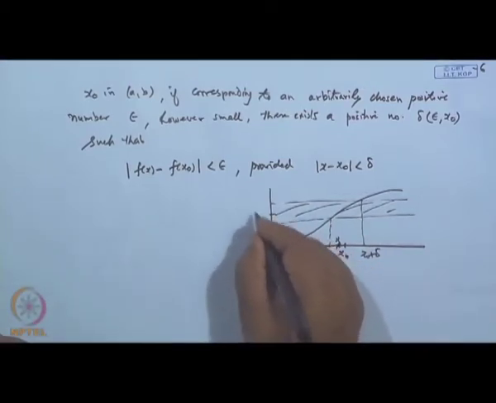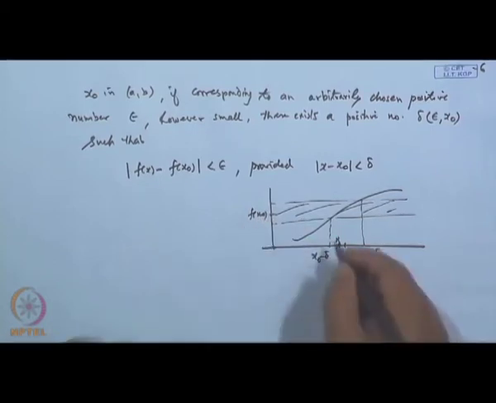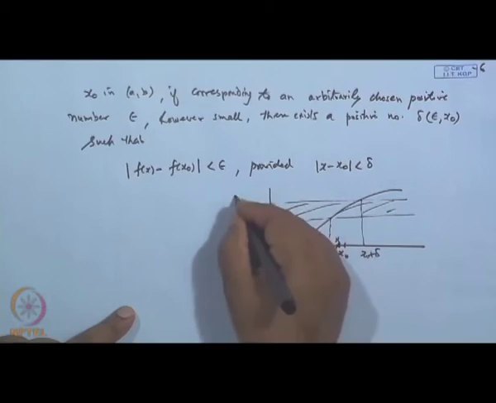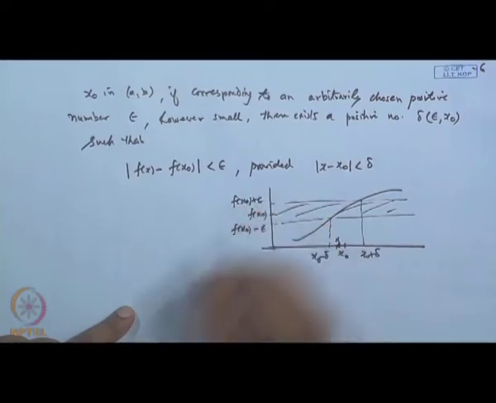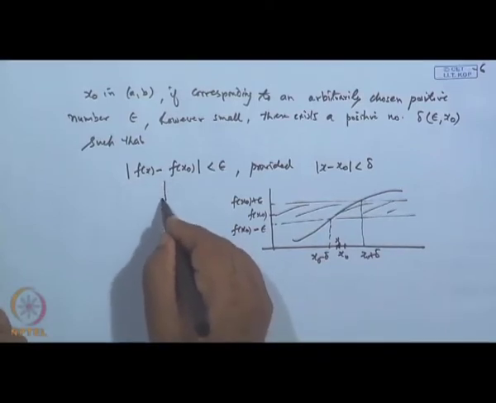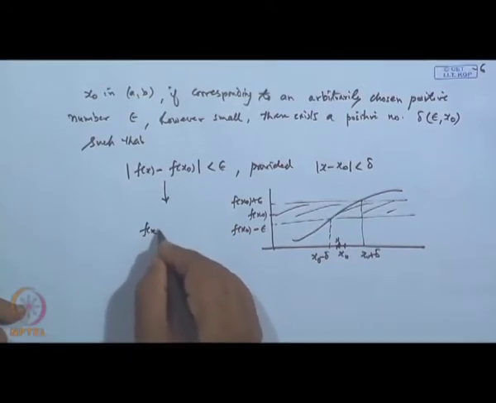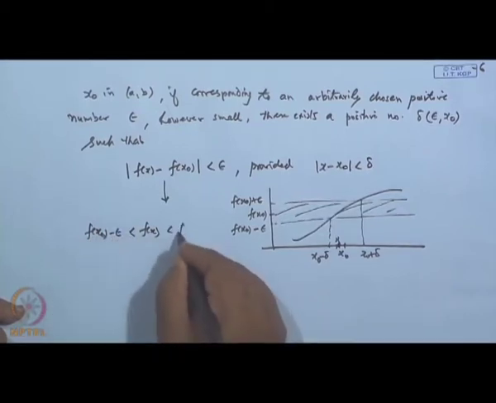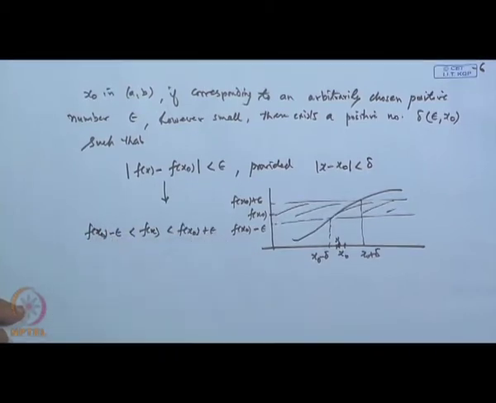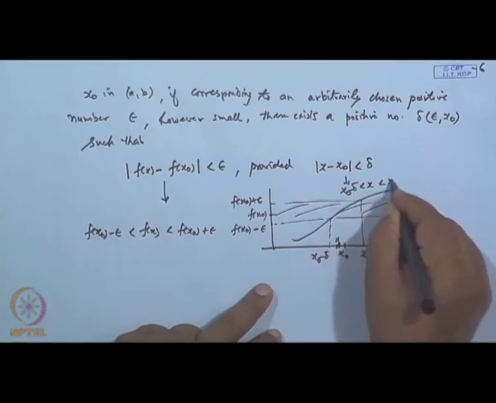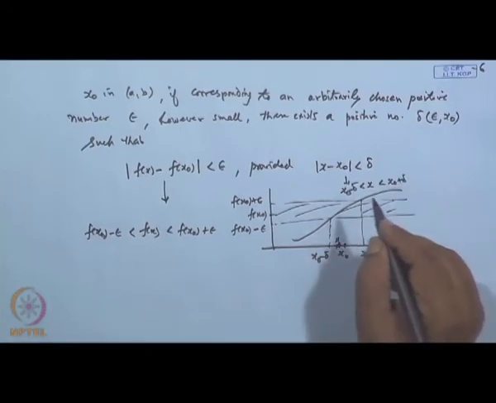That is, here is say f(x naught), then the range of fluctuation of this will be f(x naught) minus epsilon to f(x naught) plus epsilon. Because mod of f(x) minus f(x naught) less than epsilon implies f(x) lies between f(x naught) minus epsilon and f(x naught) plus epsilon, and this holds when x lies between x naught minus delta and x naught plus delta.